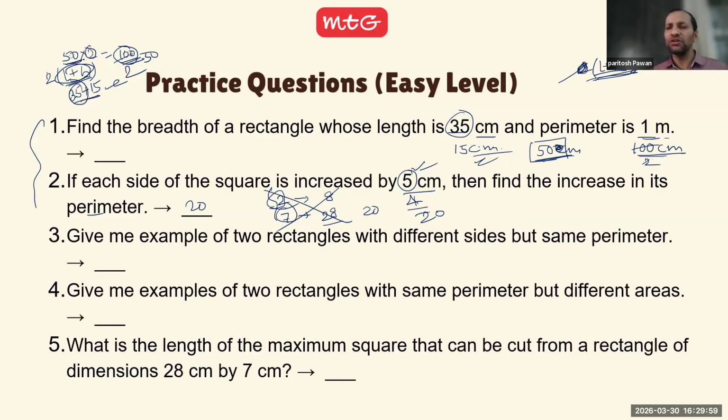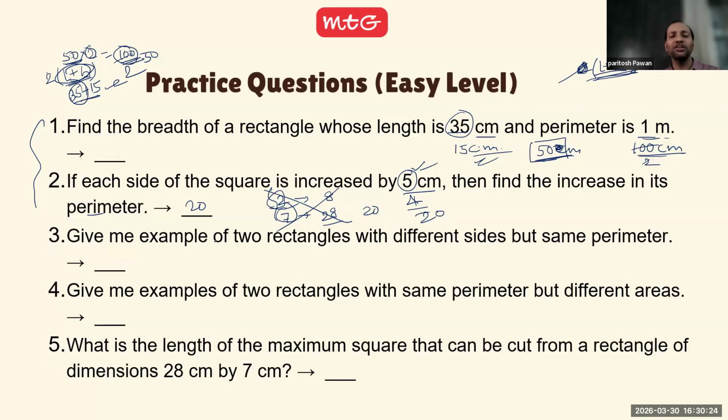Okay, sir. Thank you. Understood? Now just remember, whenever such a question comes, divide perimeter by 2, and whatever you get is length plus breadth. Subtract either length or breadth, and you will get the other one. Clear? Yes, sir. Okay, good. So now question number 3. Give me an example of two rectangles with different sides but the same perimeter.